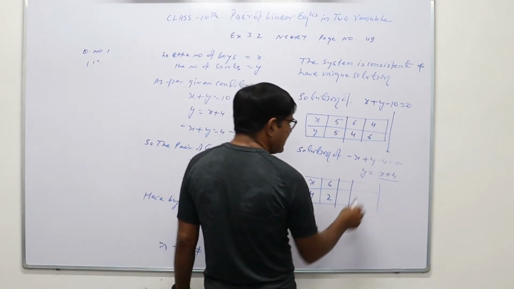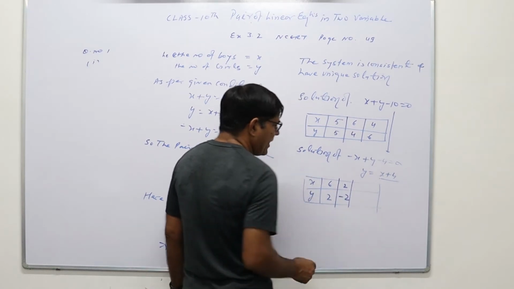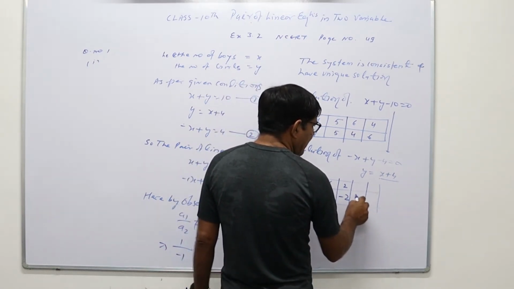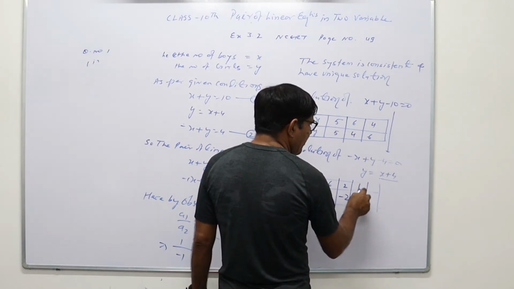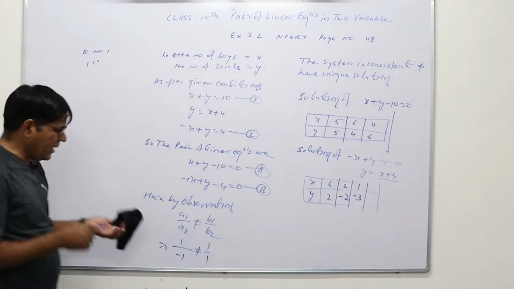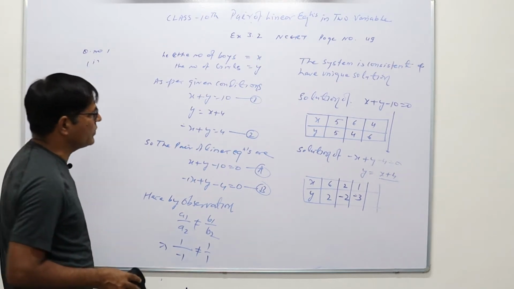If we put x equals -2, then y will be equal to +2, and if we put x equals -3, then y will be equal to -3 plus 4, which is 1. So these are the solution set for the equation -x + y - 4 = 0.